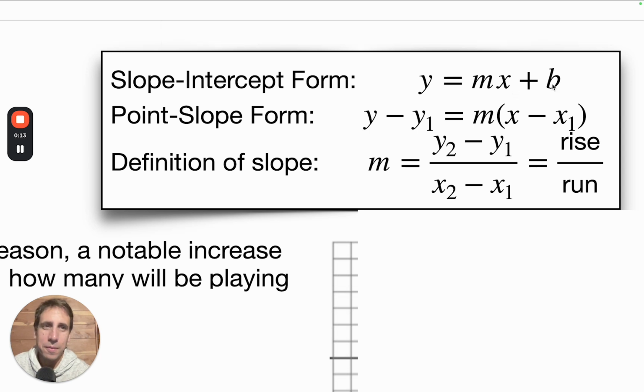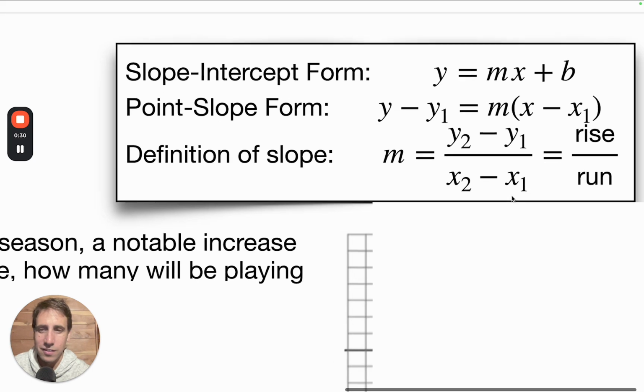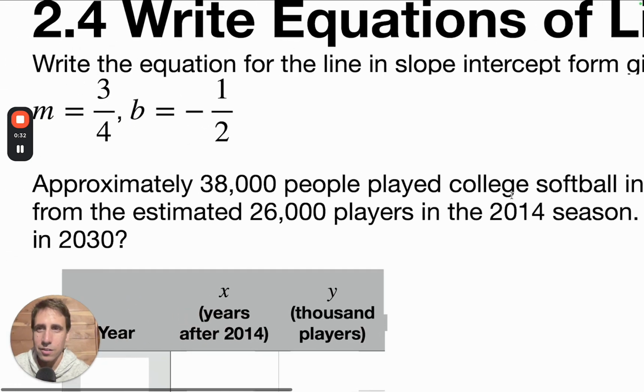Slope-intercept form, y equals mx plus b. Point slope form, might be a little new. We've got y minus y1 equals m times x minus x1. Definition of slope, we've been using that, y2 minus y1 over x2 minus x1. But then slope can also just be rise over run. If we got that locked in, then this section is going to be a lot easier.